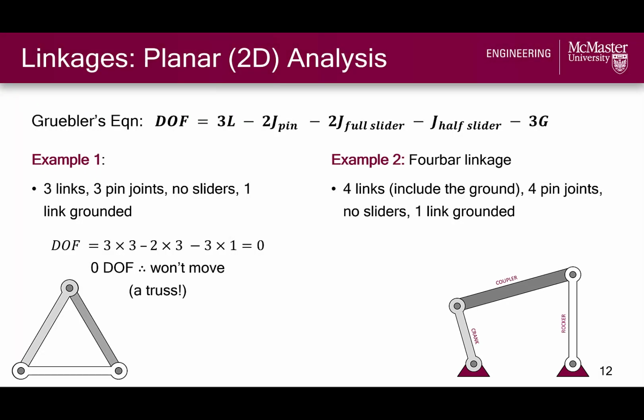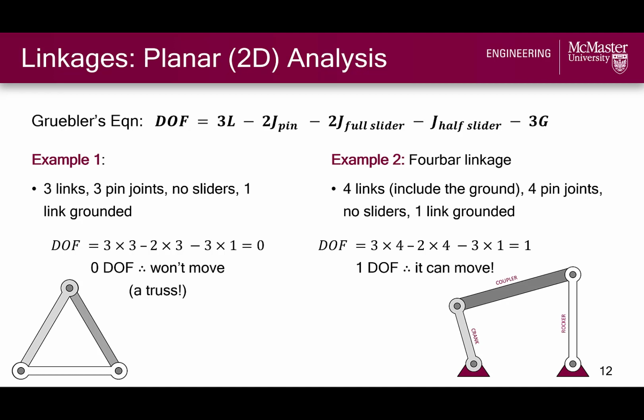Let's consider the second example instead, which is a common type of linkage called a 4-bar linkage. As the name suggests, this 4-bar linkage consists of 4 links with 4 pin joints, no sliders, and 1 grounded link. You might be thinking, wait, I only see 3 links, where is the 4th one? We have the crank link, which is often the input link. We have the coupler link that joins the crank to the rocker, which is often the output link. And our 4th link is actually formed by the 2 grounded points of the crank and rocker. Using Grubler's equation to calculate the 4-bar linkage degrees of freedom, we end up with 1 degree of freedom, meaning that this mechanism can move.